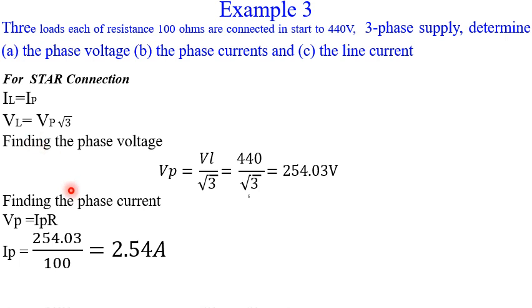After getting our phase current, realize that in star the phase current is the same as the line current. So IL is equal to IP, which is equal to the value we just found. So this is how we calculate the phase current for delta and for star. I hope these examples really help you understand when motors are connected in star or in delta, the formulas to use, and how to find the power in them.